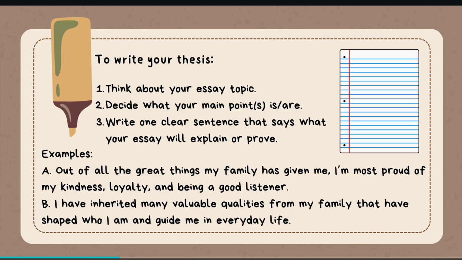So here's the second example. I have inherited many valuable qualities from my family that have shaped who I am and guide me in everyday life. So even without me listing the 3 qualities that I plan on discussing, my audience still knows that I'm going to discuss those valuable qualities and how they've shaped who I am and continue to guide me. So we definitely want to make sure our thesis statement is 1 clear sentence.